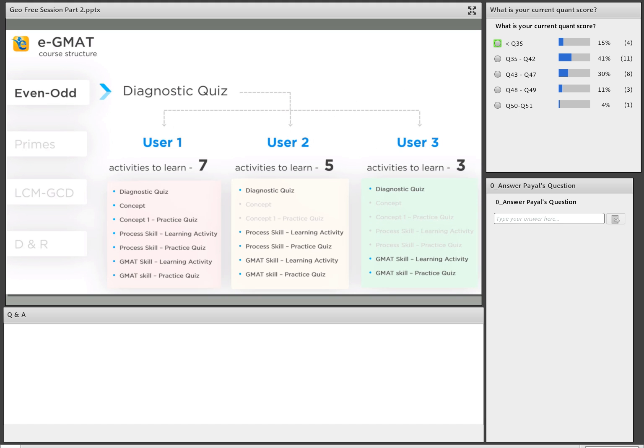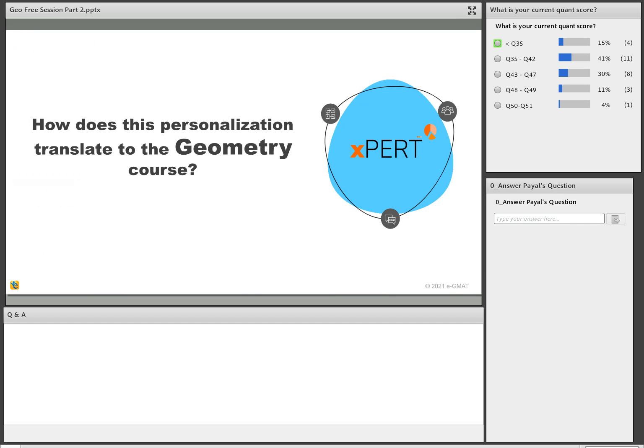Even within that, what the diagnostic does is, depending on your starting ability, it creates a personalized course for each one of you. User 1 is probably the weakest user, and he needs to go through 7 activities or about 4 hours of learning. User 3, in the context of even odd, is probably someone who's already starting at a 60th or 70th percentile, and only needs to go through about an hour and a half of learning. So that's the personalization that happens with the expert.